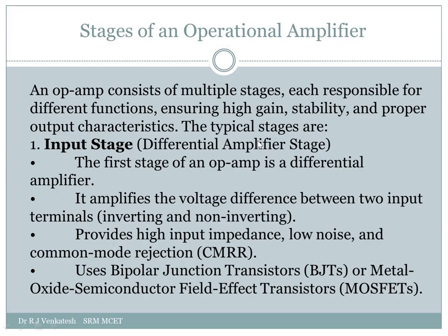Here in the input stage, we are using transistors. I already told you the operational amplifier consists of so many transistors packed together. You get the operational amplifier. In the first stage, we use a bipolar junction transistor, that is BJT, or the metal oxide semiconductor field effect transistor, MOSFET. We are using BJTs and MOSFETs in the first stage.